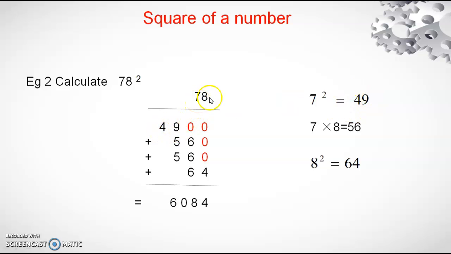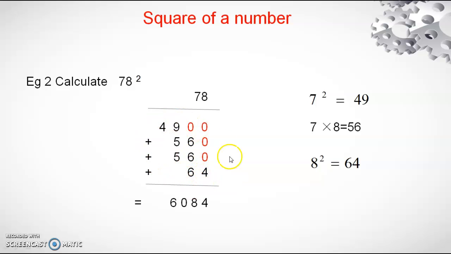Then 7 into 8, multiplication of these two digits is 56. That you have to write twice in second as well as in third row. And our second, that is unit place value, that is 8. You have to find square of 8, that is 64. And you have to write 64 in last row.